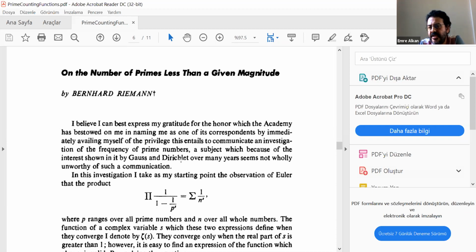Of course, he mentions them, like trying to say that it's an important subject, and that's why he works on it. But now his wording here is interesting. Over many years, it seems not wholly unworthy of such a communication. He just doesn't say that it's worthy of communication. He just makes it negative like this, not wholly unworthy. Okay, so it's interesting why he chooses this.